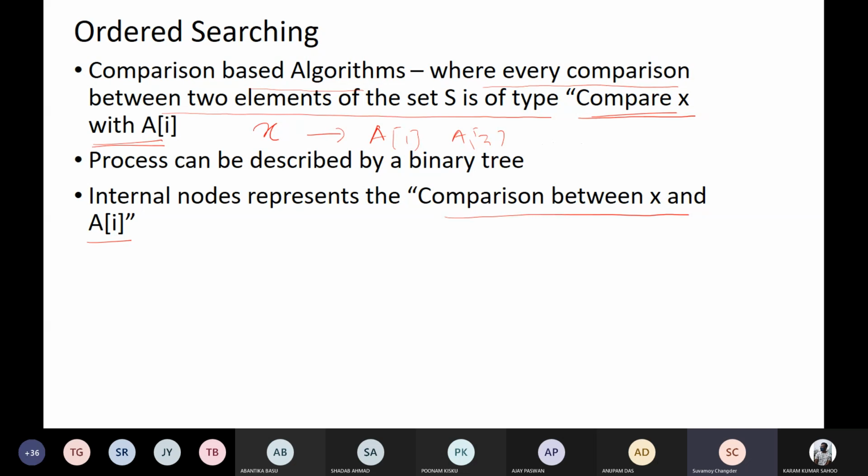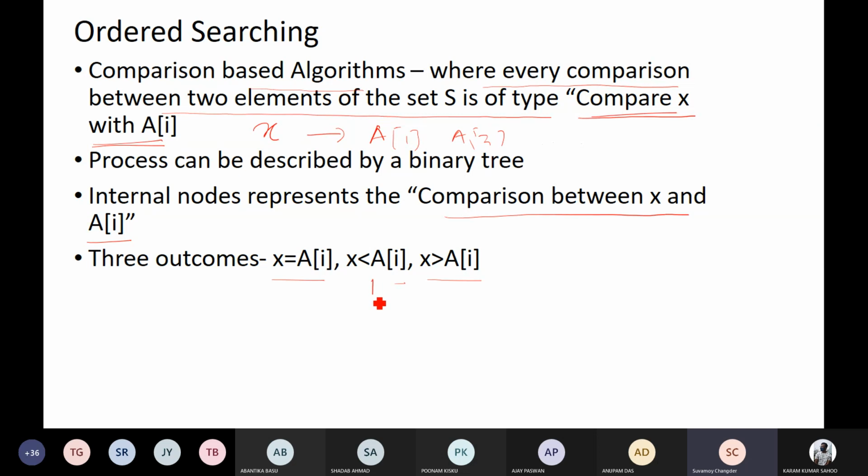Each internal node represents a comparison between X and an element AI. Now, if we compare X with AI, what will we get? Either X is equal to AI, or X is less than AI, or X is greater than AI. These three possibilities are there, and only these possibilities are there.